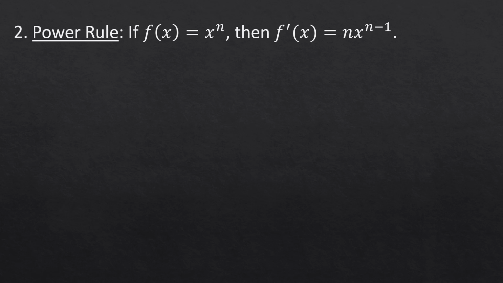So according to this rule, if f of x is equal to x raised to n, then f prime of x, or the derivative of that function f, is equal to, you bring down n here, and you subtract 1 from n. So you have n times x raised to n minus 1. So how do we illustrate this one? Let's have the first example. Let's say f of x is equal to x raised to 3. Now here, we let n be equal to 3 for illustration.